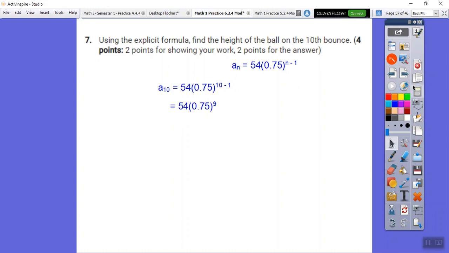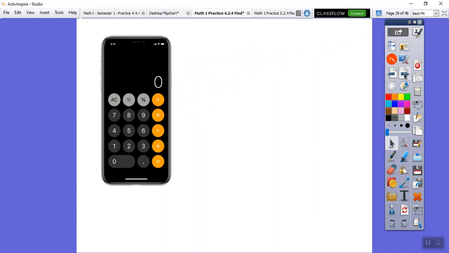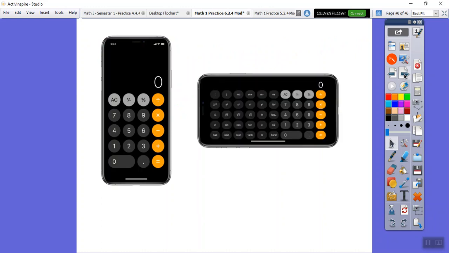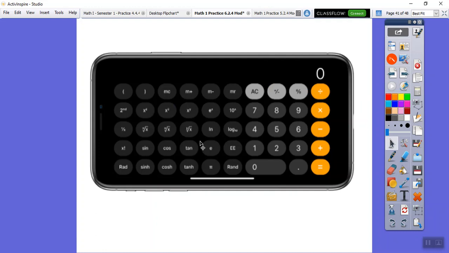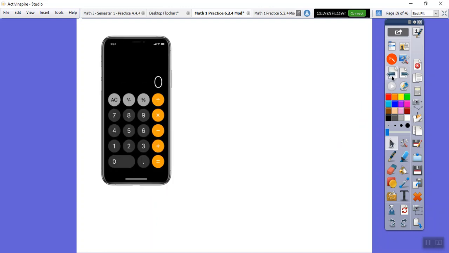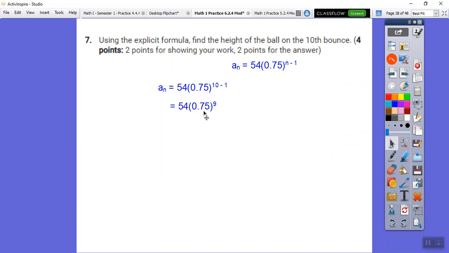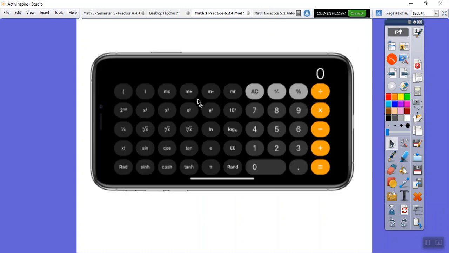Now we have to get our calculators out, and my calculator's on my phone. It looks like this, and if you turn it sideways, it adds some extra features. I'm going to use the x to the y button. You have to do the power first. So I'm going to go 0.75, hit that x to the y button, then hit 9, and then equals. Sorry, this is just a picture, I can't do it.